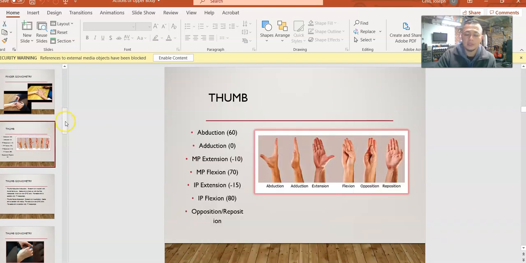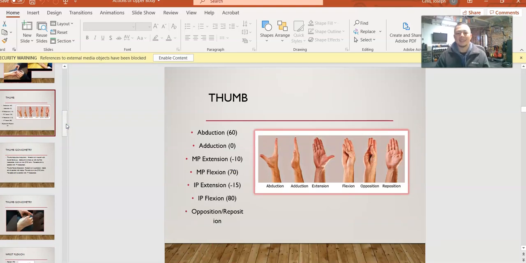Your thumb, which again is not considered a finger, has so many different movements. Your thumb has a lot of different movements. Okay, it has abduction, moving it away from the body, adduction, moving it back toward the body.